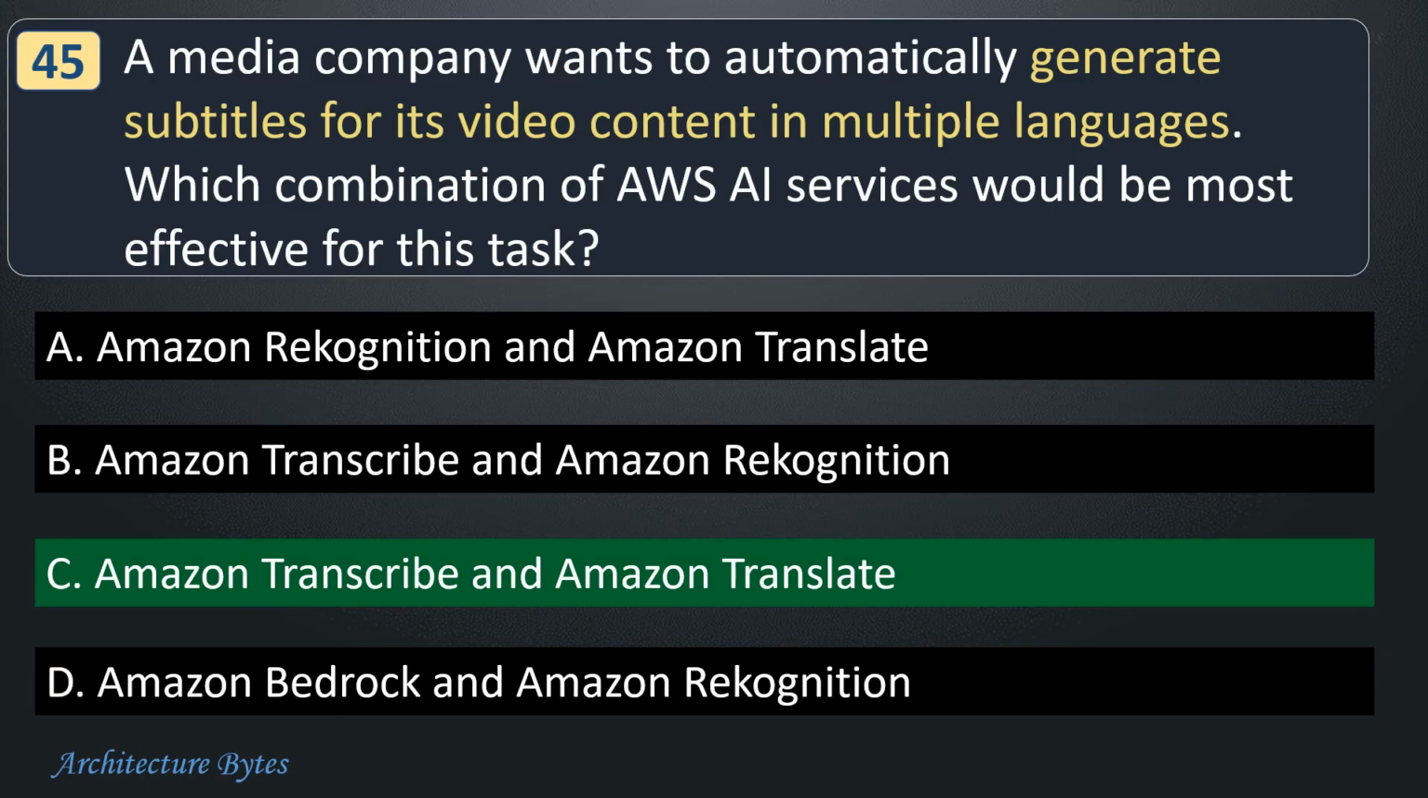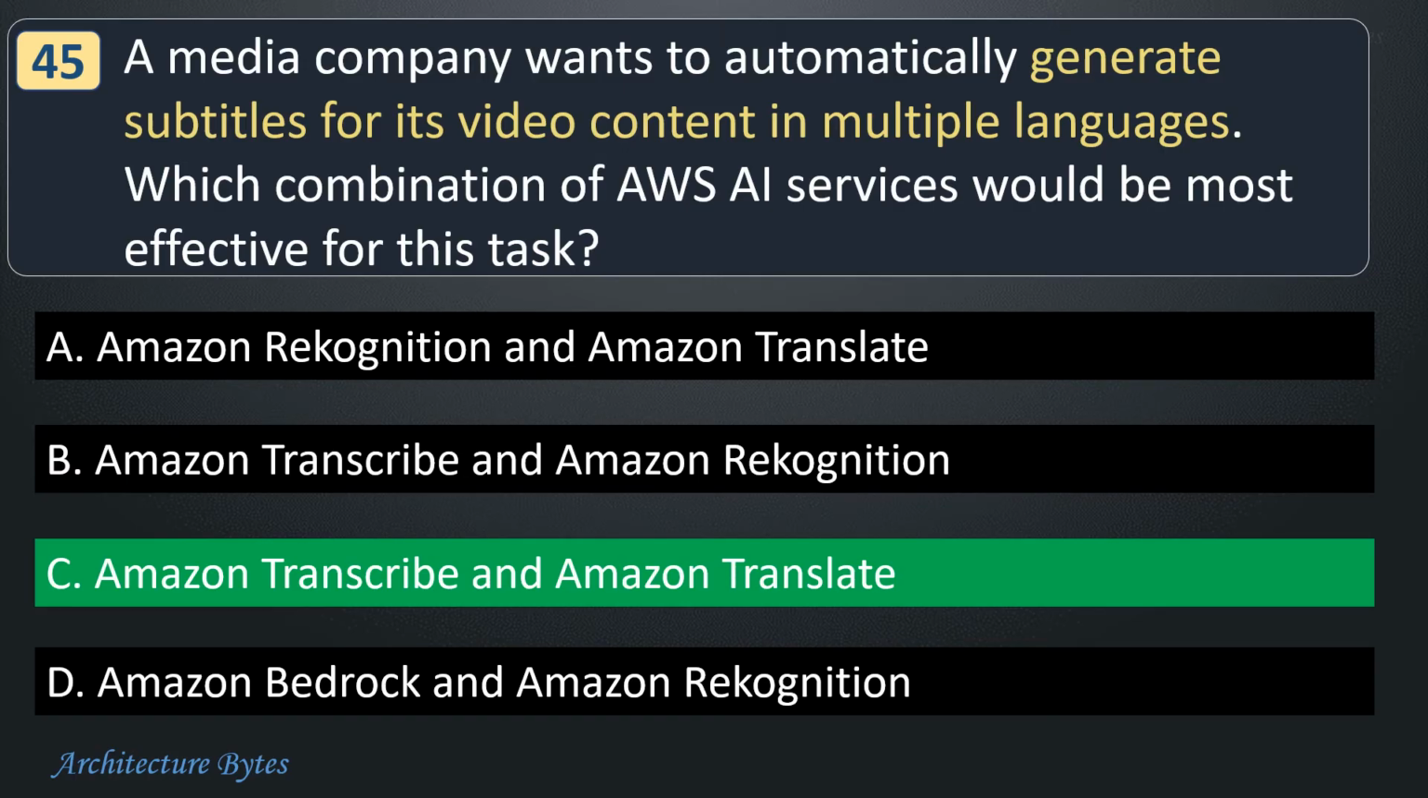Option C. Amazon Transcribe and Amazon Translate is the right answer here. Transcribe generates text from speech and Translate converts it into multiple languages. Option A is incorrect because Amazon Rekognition is used for image and video analysis but not for generating or translating text. Option B is incorrect because while Transcribe generates text from speech, Rekognition is not used for translation. Option D is incorrect because Bedrock offers foundation models, but this combination does not directly solve the problem of subtitle generation and translation.